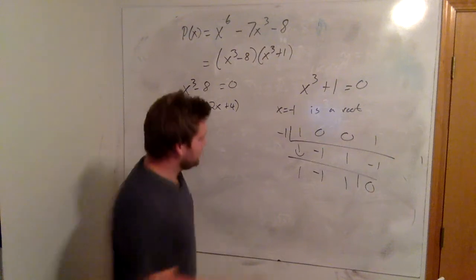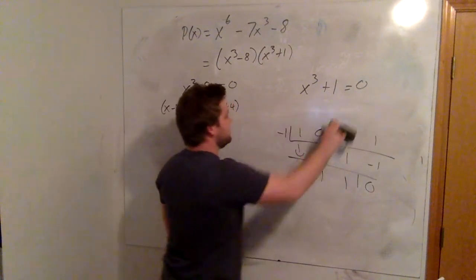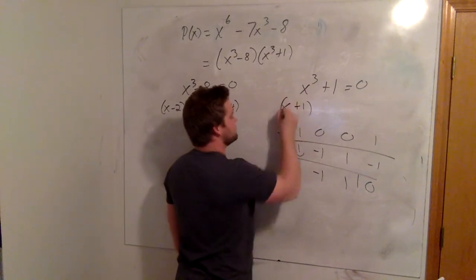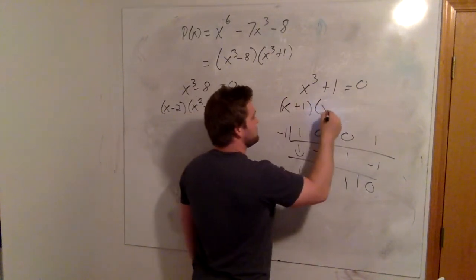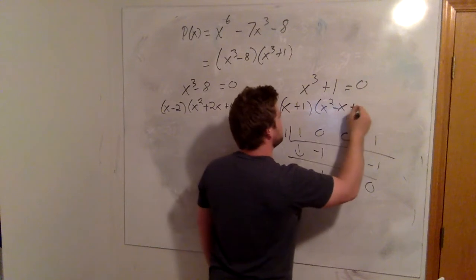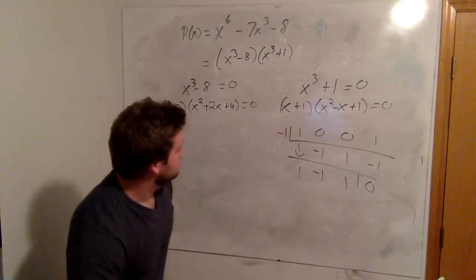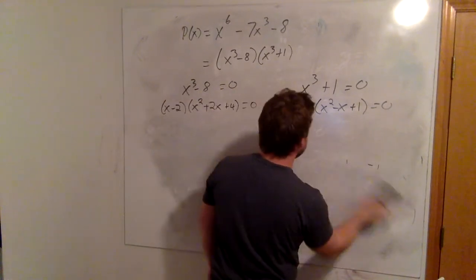So we know that this polynomial will factor to (x plus 1), because negative 1 is a root, times (x squared minus x plus 1). So I've broken these down.